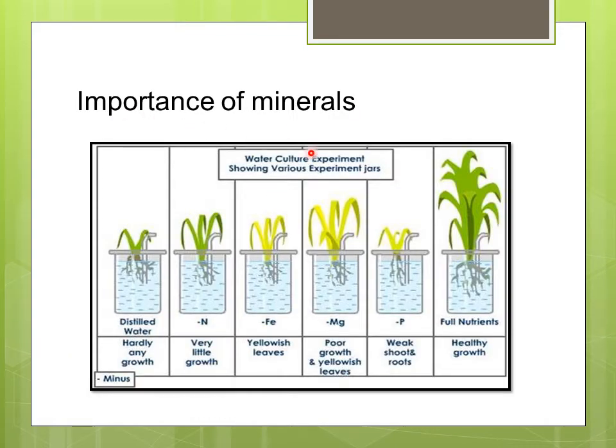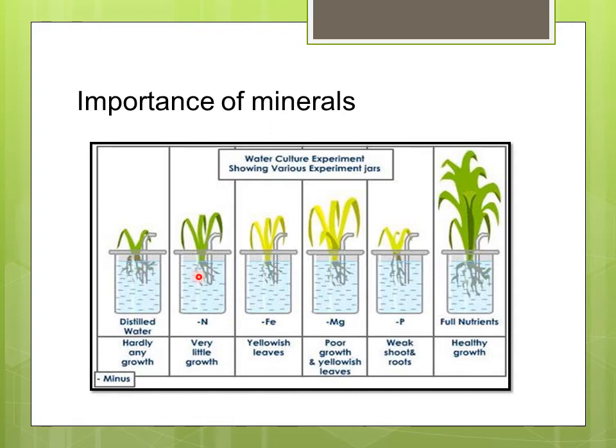Now here we will see the importance of minerals for plants. Let us see this picture. This is a pictorial representation. Here we have done a water culture experiment showing the various experiment jars. In each jar some mineral is absent. The first jar is distilled water. In distilled water, what is happening? There are no minerals, so hardly any growth of this plant is seen. This is a plant which is not growing at all.